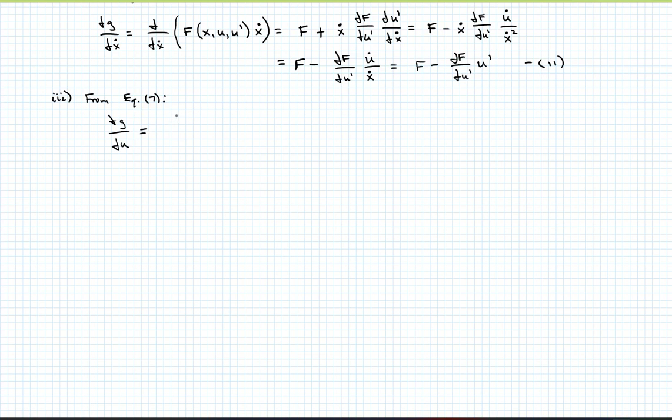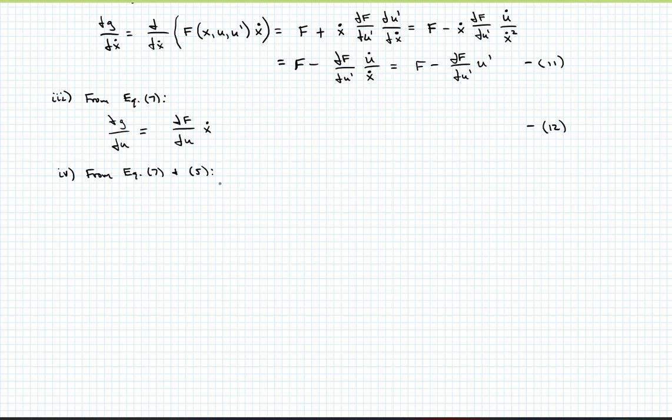And that's going to be equal to the partial of f with respect to u times x dot. Let's call that equation 12. Okay, and then let's look for a fourth. We want to look at the partial of g with respect to u dot. That's again from equations 7 and 5.